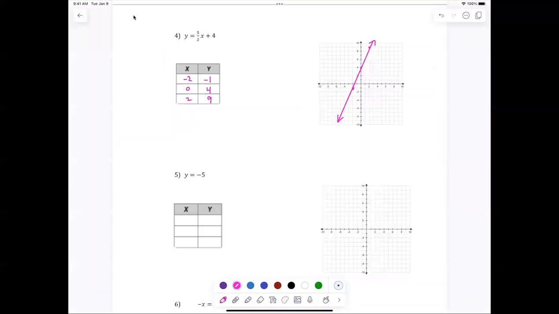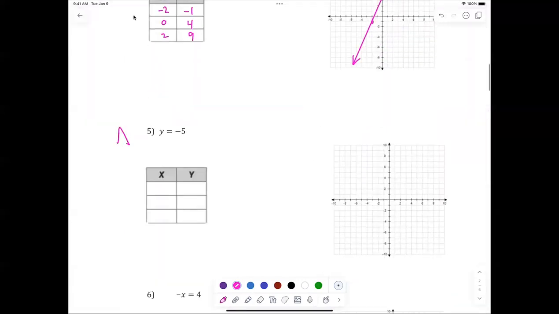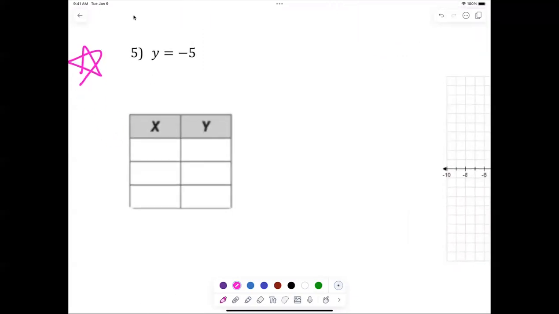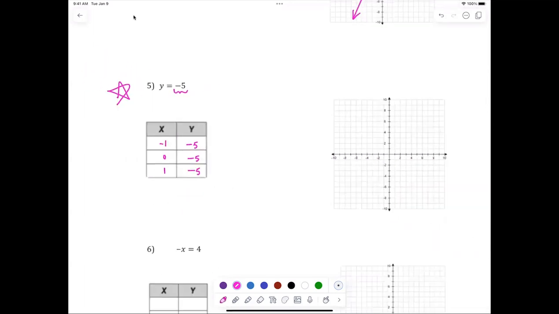All right, now you can put a star by number 5. This is something new. All right, now again, not something you need to memorize, but this says that the y value is always what? The y value is always -5. So you just put -5 in for y. And the x can be anything, just like we said, -1, 0, 1. All right, so now please plot those 3 points and then let's talk about what was created.